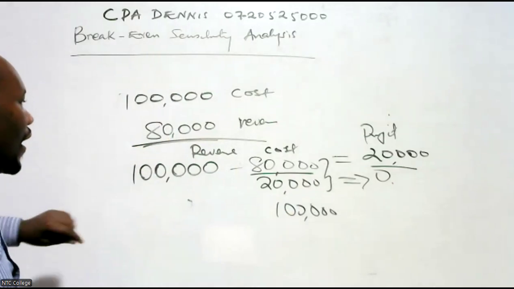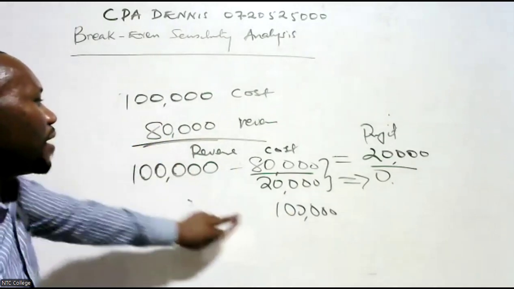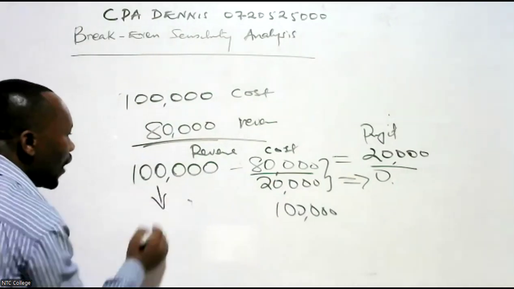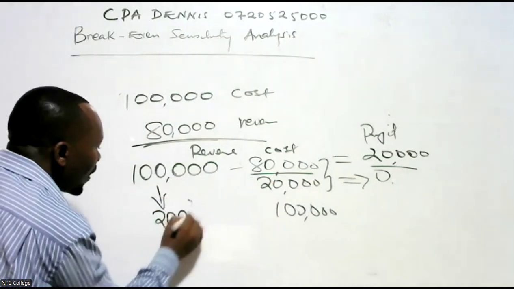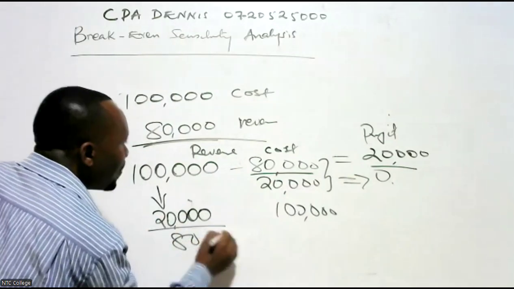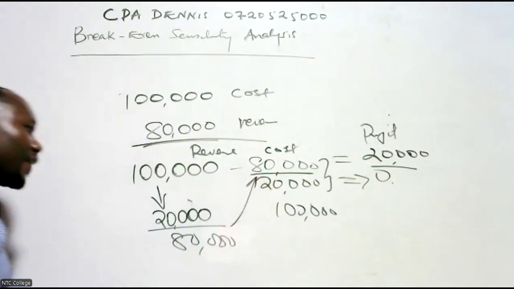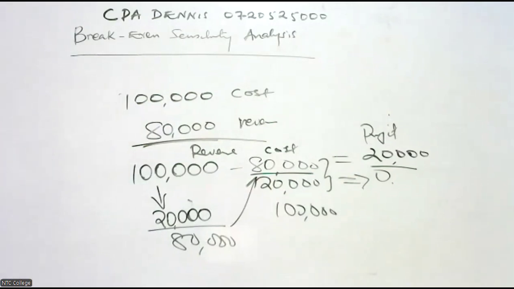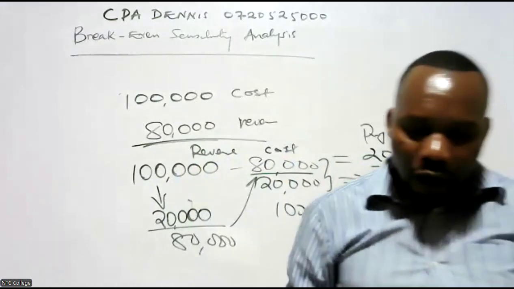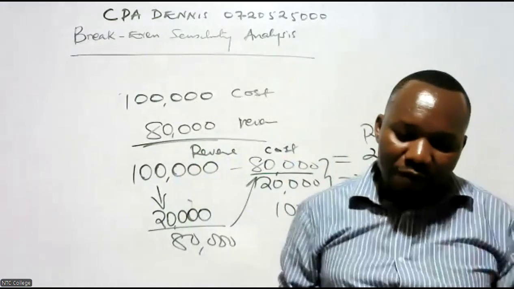Alternatively, the change on revenue that can make us have 0 profit, the revenue must go down by 20,000 so that we can have a total of 80, which will definitely match the cost. And at that point, we are now saying that we are at equilibrium or breakpoint. The breakpoint is where NPV is 0. So we want to look at the movement that can actually make NPV 0. Our focus is to make NPV 0.